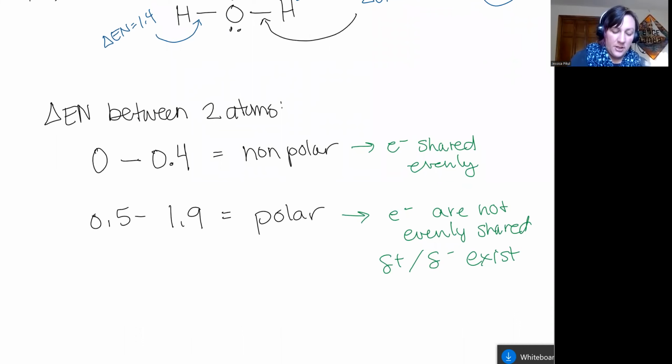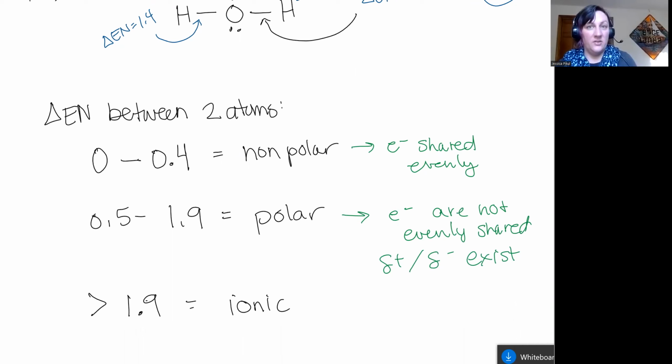And if anything is larger than 1.9, then it is really, really different, right? If it's larger than 1.9, we actually see these become ionic bonds. You can see the electronegativity values of the metals are really, really low. So if they're paired with a nonmetal, that difference is so large, it's larger than 1.9. In that case, the electrons aren't shared at all.